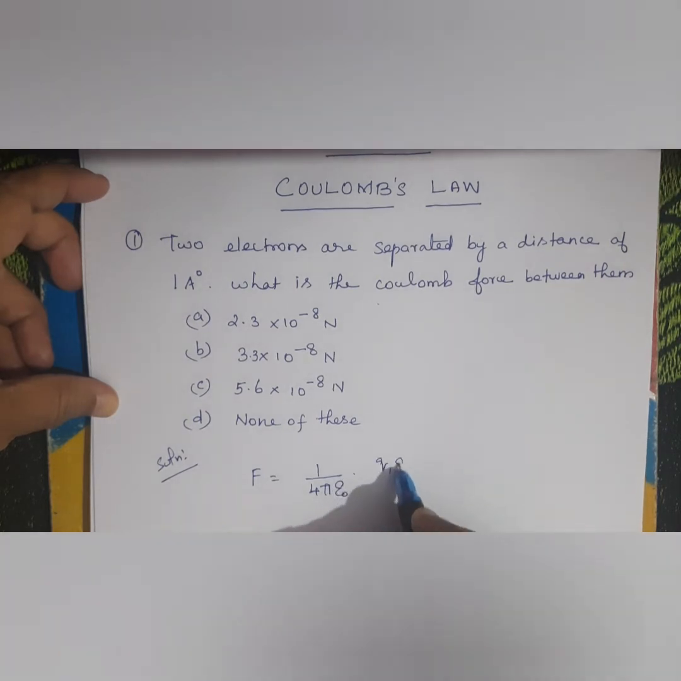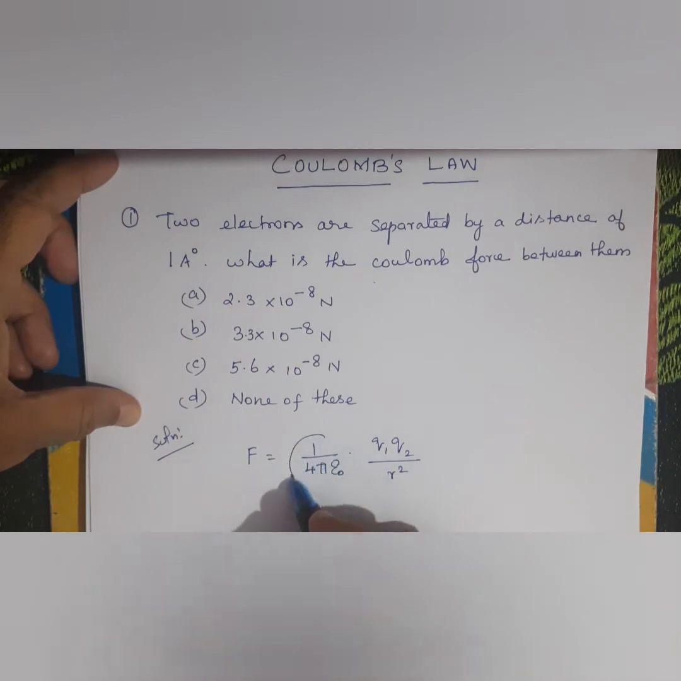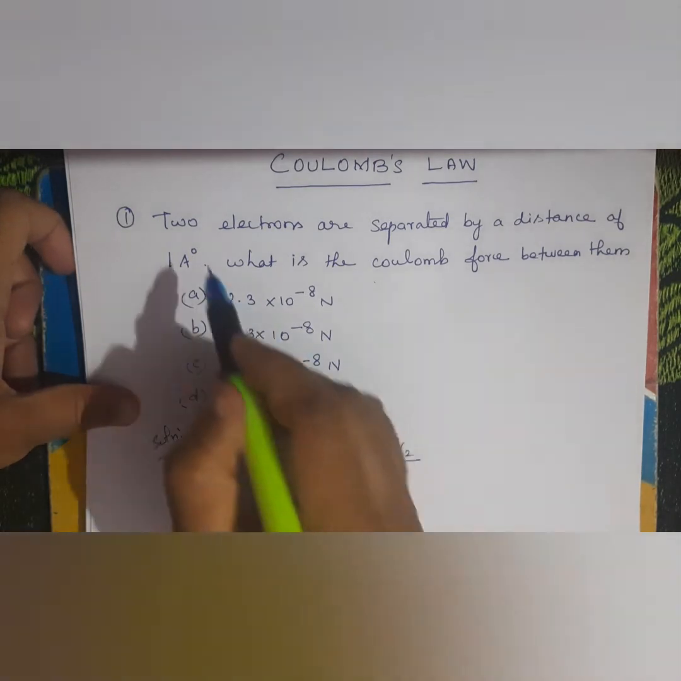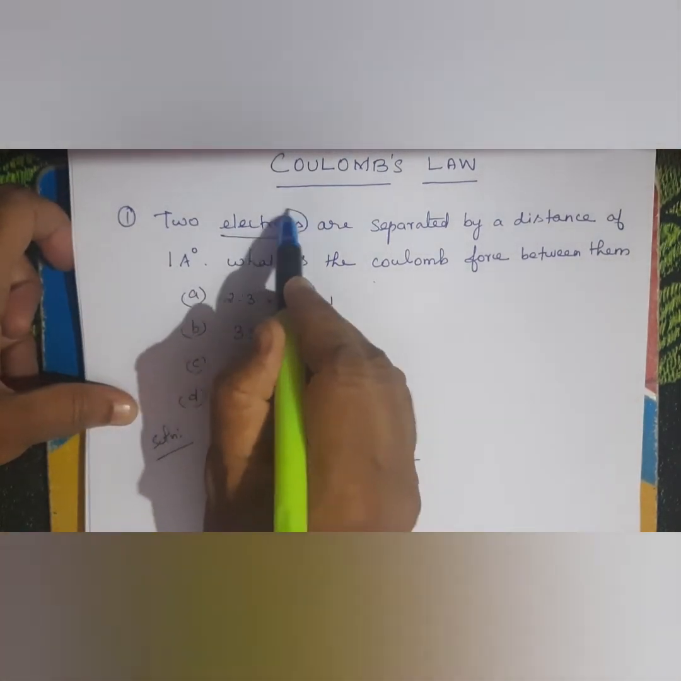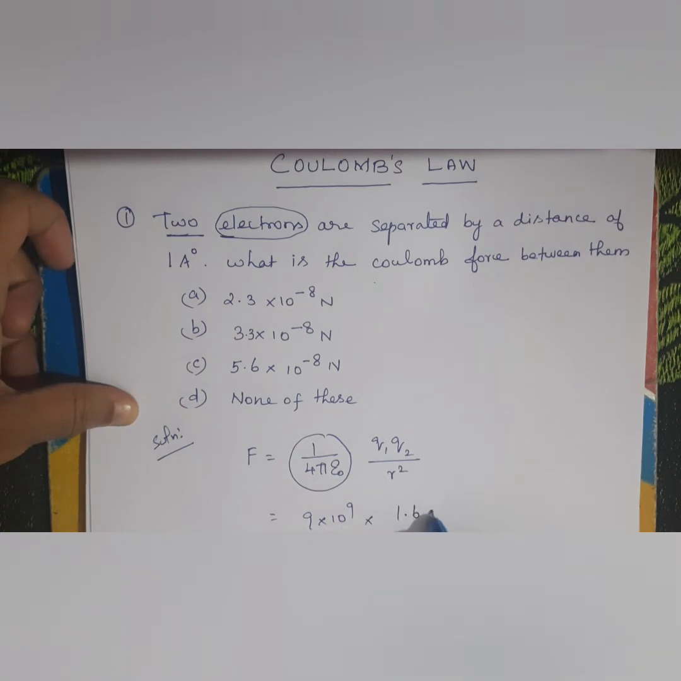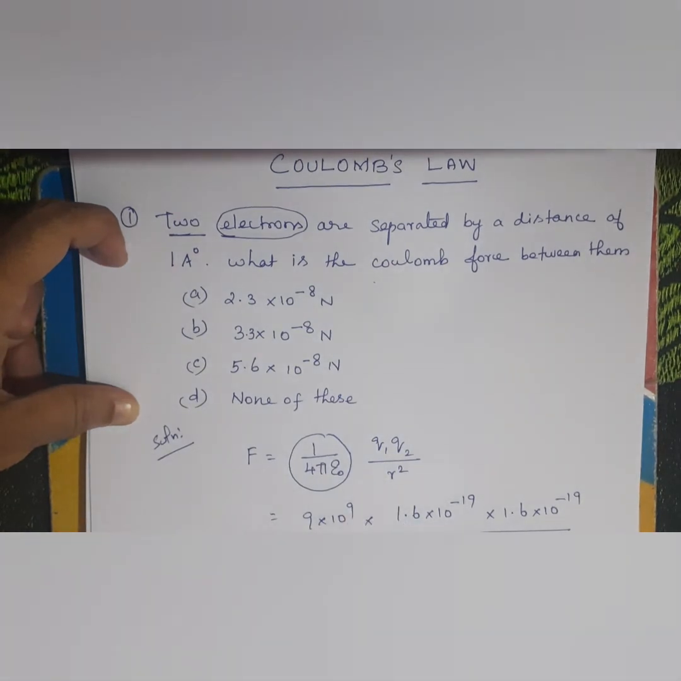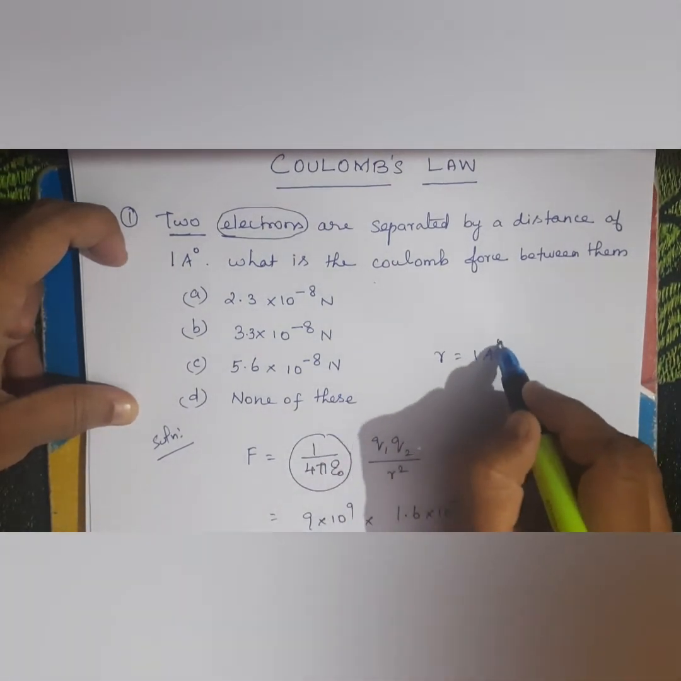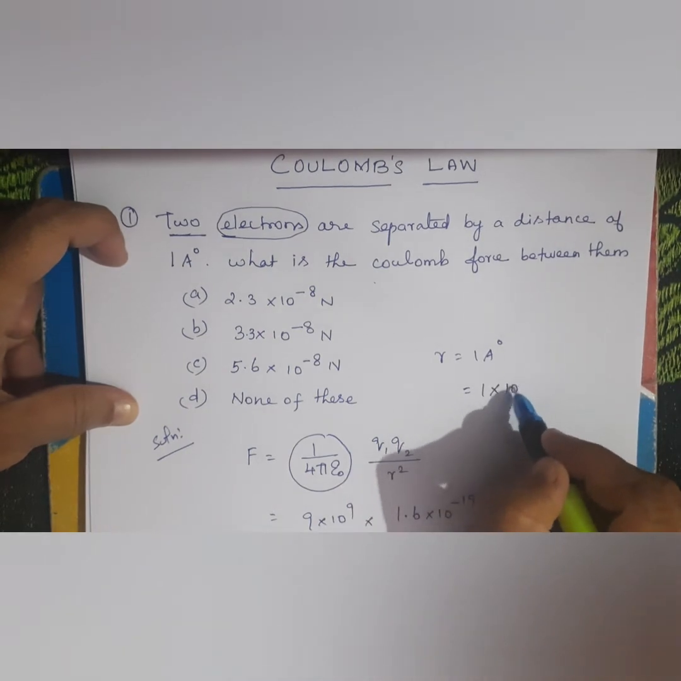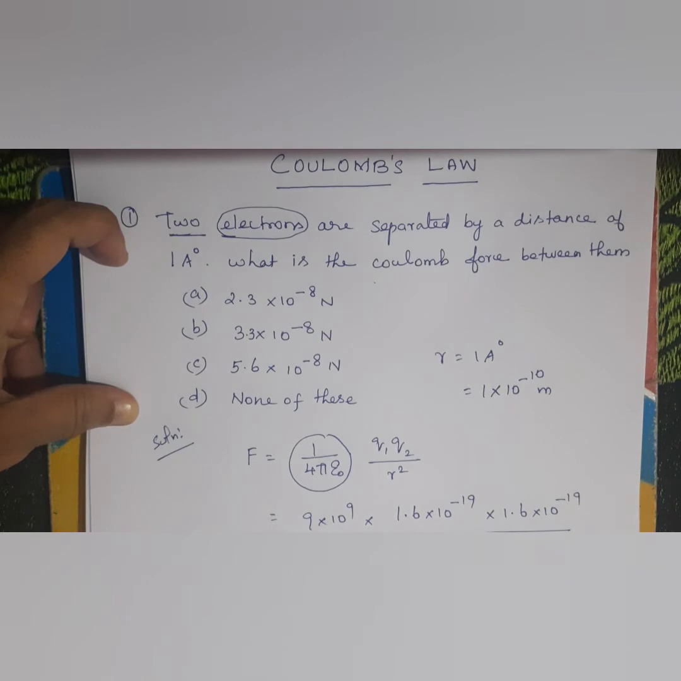So we know that Coulomb's law of force F is equal to 1 by 4 pi epsilon naught Q1 Q2 divided by r squared. Now you know that 1 by 4 pi epsilon naught value is 9 into 10 to the power of 9. There are two charges given here, which are electrons. The charge of an electron is 1.6 into 10 to the power of minus 19, and Q2 is also 1.6 into 10 to the power of minus 19. R is equal to 1 Angstrom, which is converted into meters: 10 to the power of minus 10 meter.